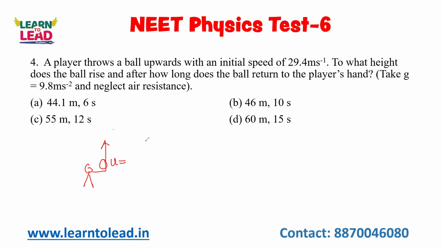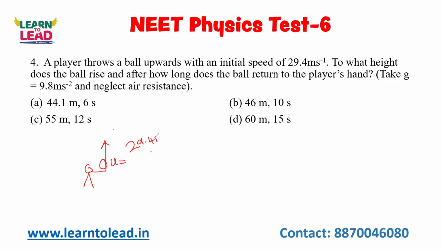If a player throws a ball upwards with an initial velocity, how much is given? 29.4 meter per second. To what height does the ball rise and how long does the ball take to return to the player's hand, they are asking. Acceleration due to gravity: the ball is moving against gravity, that is, the ball is moving upward, so it is minus 9.8 meter per second square. And velocity at the highest point is 0.